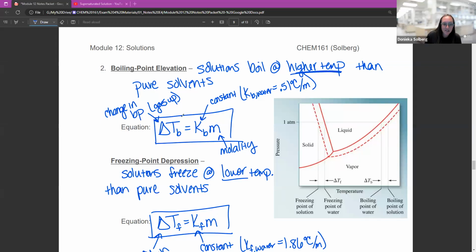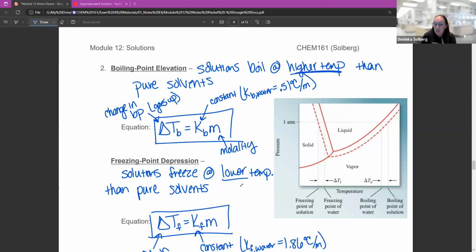It's delta T, the change in the temperature of the boiling point, that's what that stands for. Remember, boiling point is going to go up, is equal to KB, and this is a constant I have to give you. For water, it is 0.51 degrees Celsius per molality, times molality. This is why we did molality. So the change in the boiling point is equal to, for water, 0.51 times the molality of stuff dissolved.